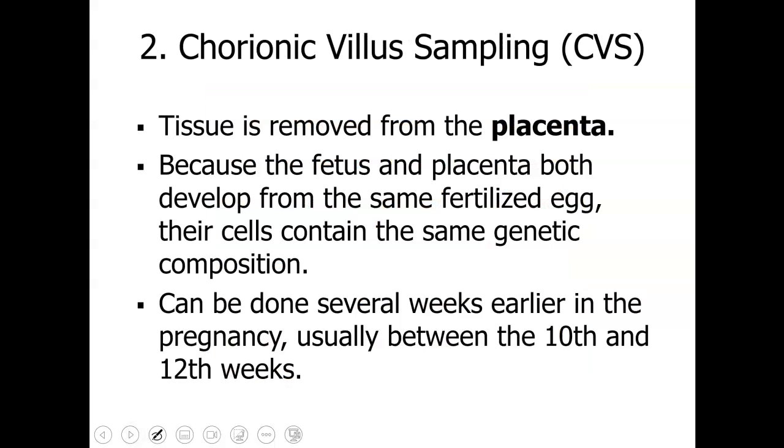Next, you have what's referred to as chorionic villus sampling, or CVS. This is a process where they go in and remove some tissue from the placenta, or from the chorion. Because the fetus and the placenta both develop from the same fertilized egg, their cells contain the same genetic composition. So it can be done several weeks earlier in pregnancy, and usually we can get these results between the 10th and the 12th week.